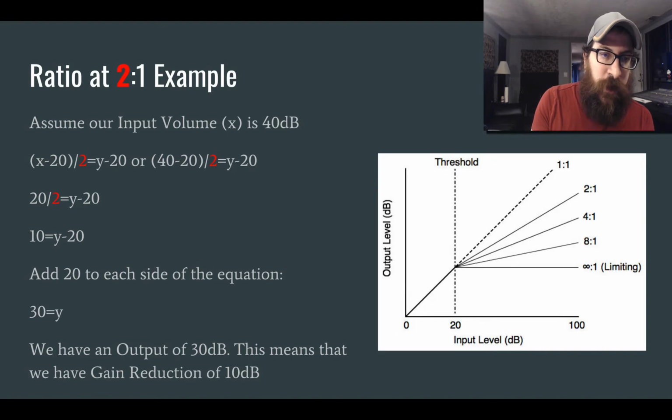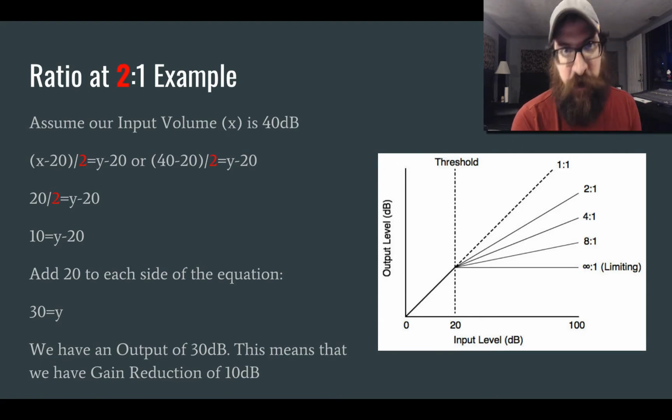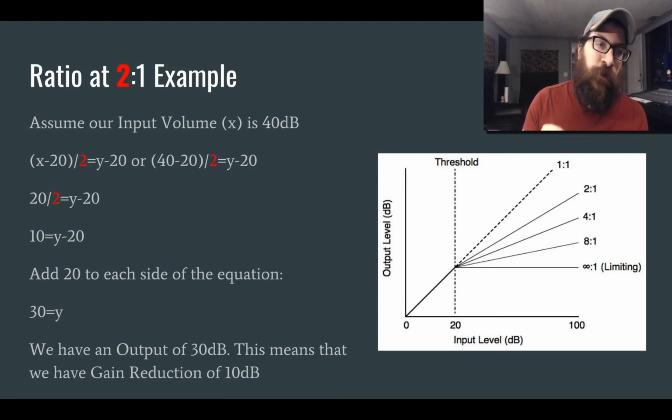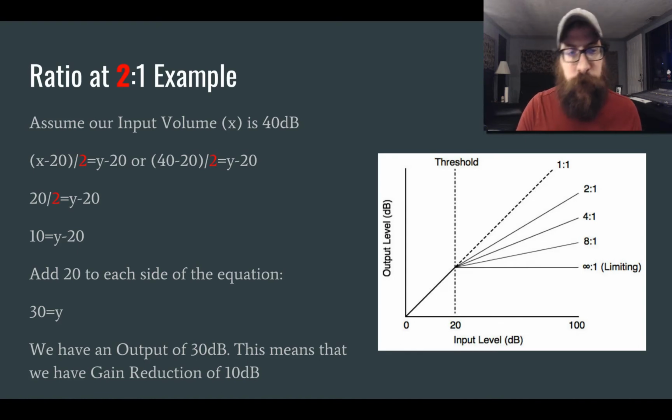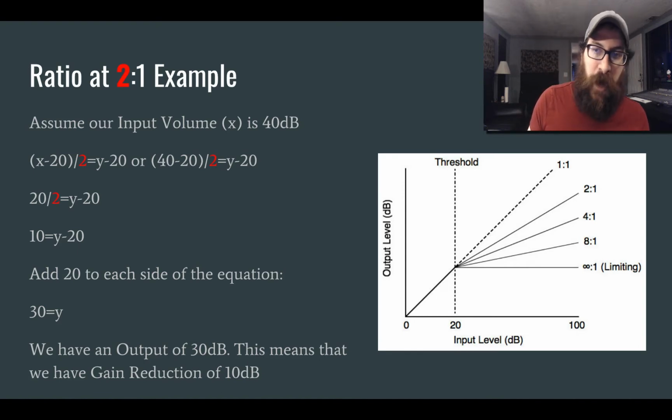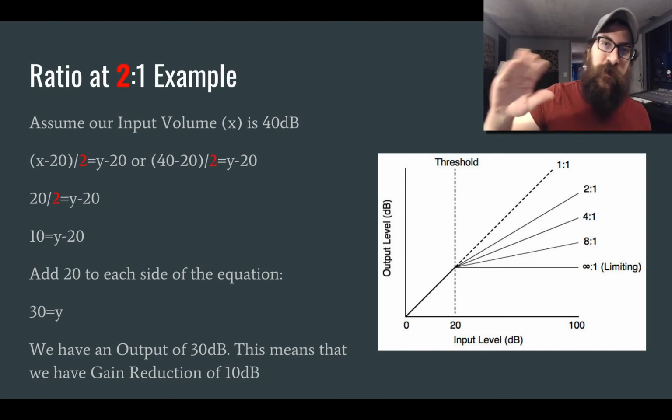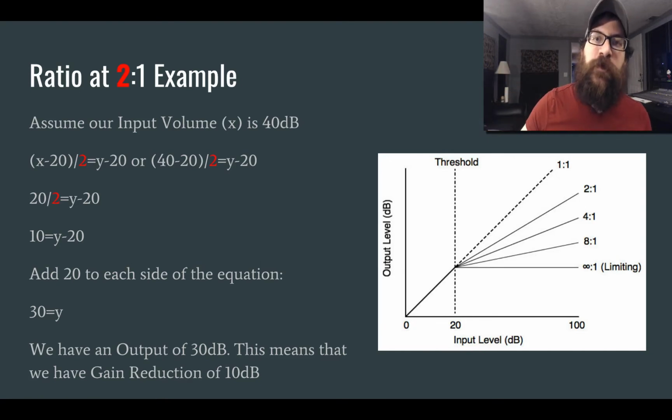Now we will add 20 to each side of this equation. So if we add 20 to the side with y on it, we just get y, because there's a negative 20 there. So plus 20, we just get y there. On the other side, we have 30, because we added 20 to 10. So y equals 30. Now we have an output of 30 decibels, meaning that we have a gain reduction of 10 decibels. So your compressor has an output. After you do all of this, your compressor will have an output for this signal at 30 decibels instead of 40 decibels where it actually was sitting before it hit the compressor.